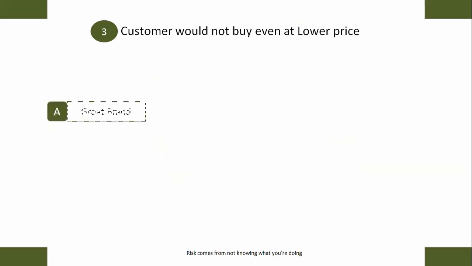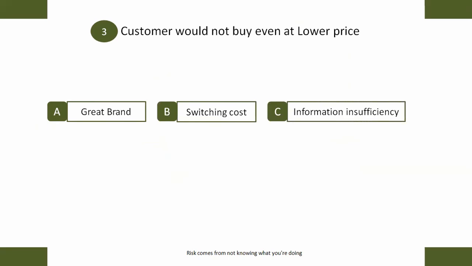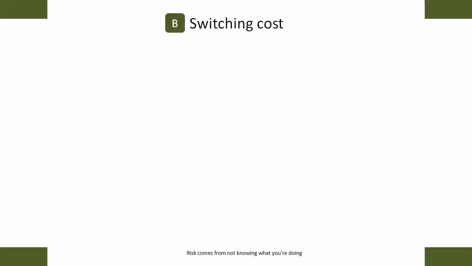Now let's look at the third situation where customer would not buy even at lower price. So customer would prefer your product or services. It could be because you have a great brand, or it could be there is a switching cost, or third, it could be because of information insufficiency. So let's look at B and C first, and then we will look into the great brand. So switching cost is a huge competitive advantage.